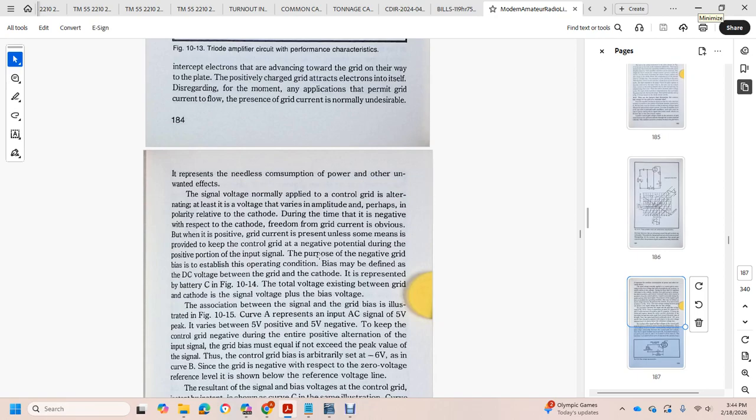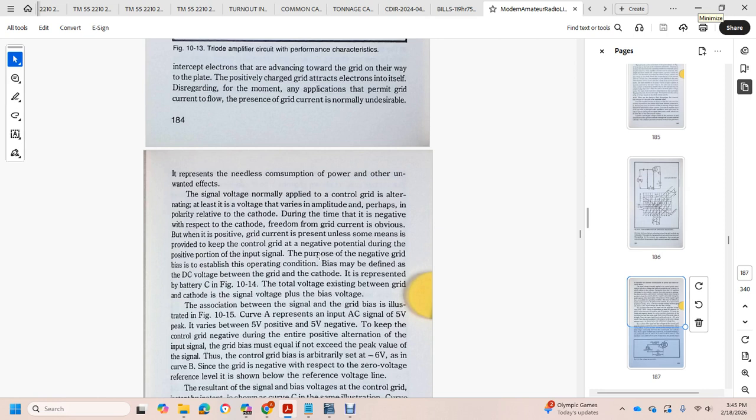The signal voltage that is normally applied to the control grid alters in amplitude and perhaps polarity relative to the cathode. During the time it is negative with respect to the cathode, there is no grid current. The opposite is true when the grid current is present, unless some means is provided to keep the control grid negative in potential during the positive portion of the input signal. The purpose of the negative grid bias is this. The bias may be defined as the DC voltage between the grid and the cathode.